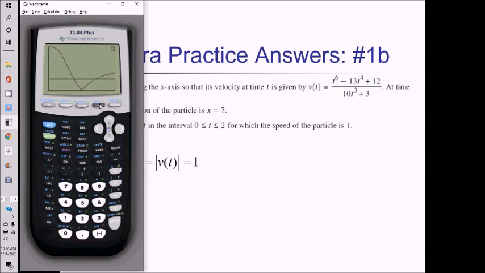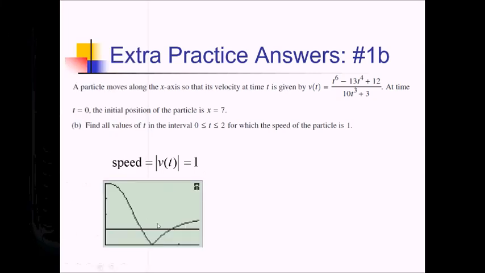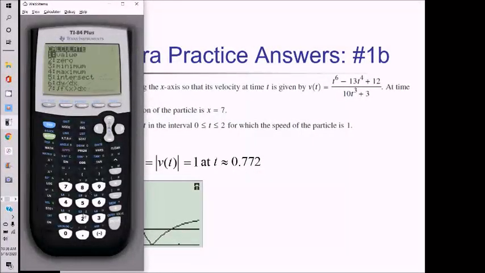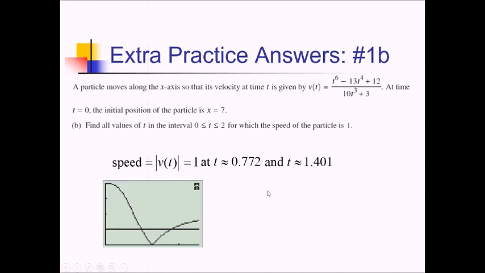So let me go to second trace, option 5 for intersect, and then let me just, where's my spider? There he is. Let me just arrow closer to the first intersection, press enter 1, 2, 3 times, and that's about 0.772. So there's the picture. There's my first intersection, and let me just go back here and get the next intersection. So second trace, option 5, and go over to the other crossing point, and enter, enter, enter, comes out to about 1.401 if I round it off to 3 decimals.